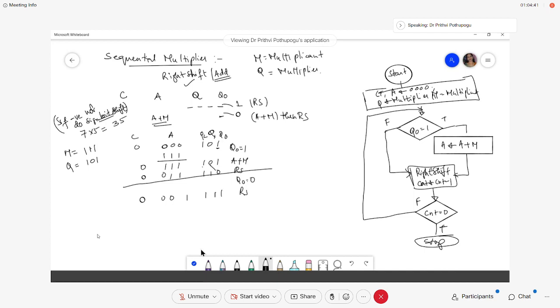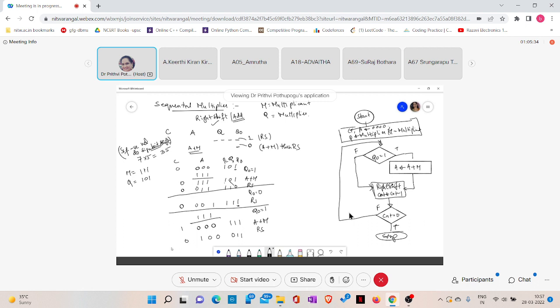And this is 1, 1, 1. So now you do the right shift. Doing the right shift, 1, 1, 0, 0, 0, 1, 0. Because these are both positive numbers, we are not taking the sign extension; you are directly shifting. Now you decrement the count.